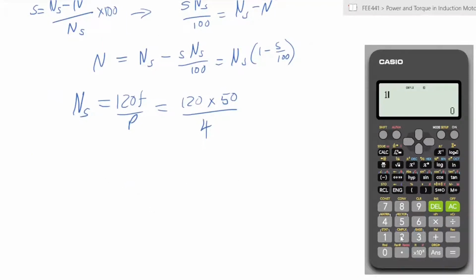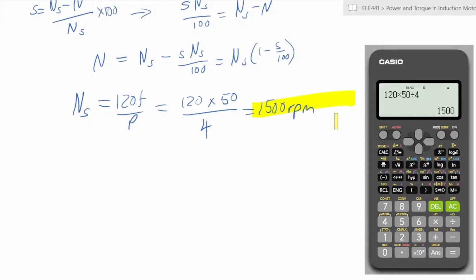And that gives us 120 times 50 divided by 4. That should be 1,500, which is your standard RPM. Okay, so this is synchronous speed. This is a key component.